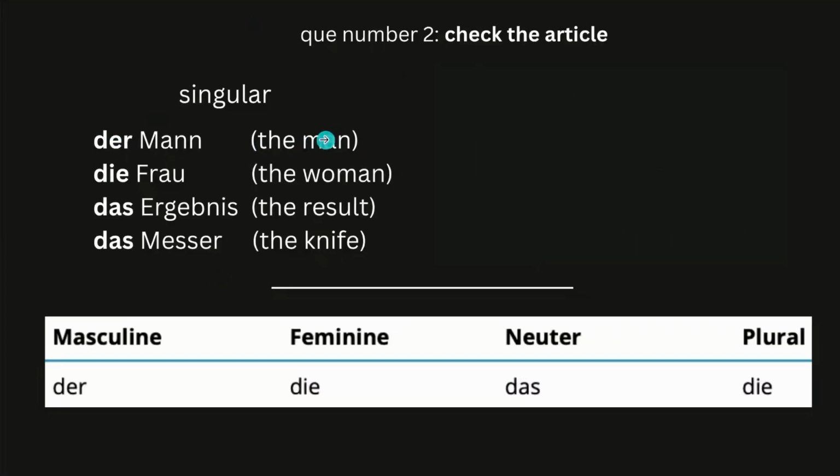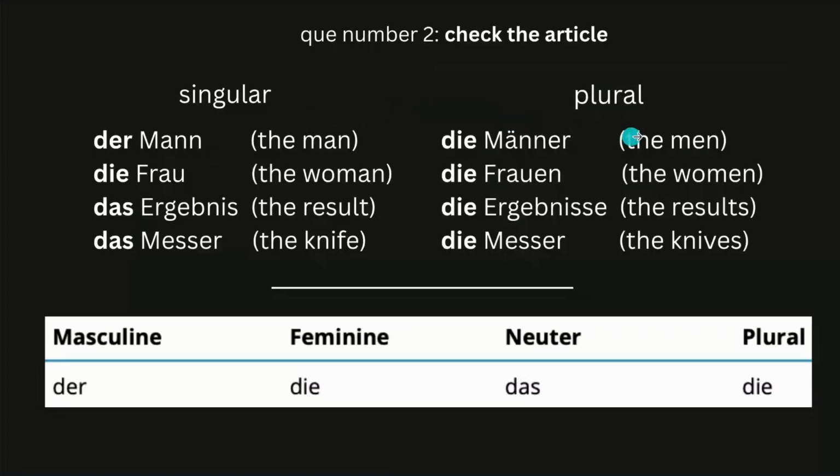The translation is der Mann. So Mann is a masculine word. We are using der. We have the woman, and the translation is die Frau. You can guess what gender this is. And we have the result, das Ergebnis, and the knife, das Messer.